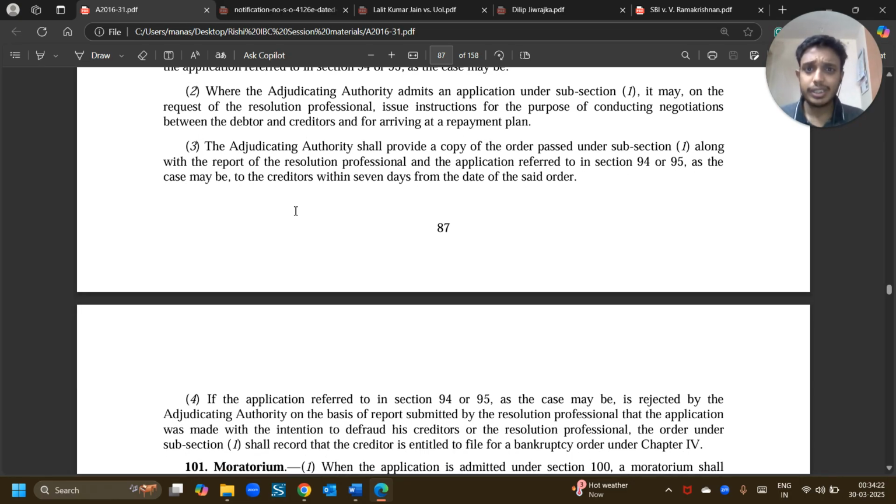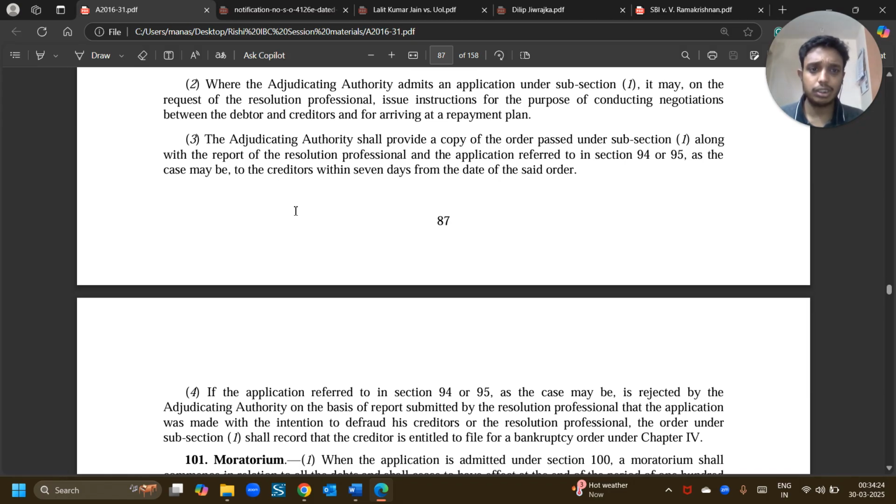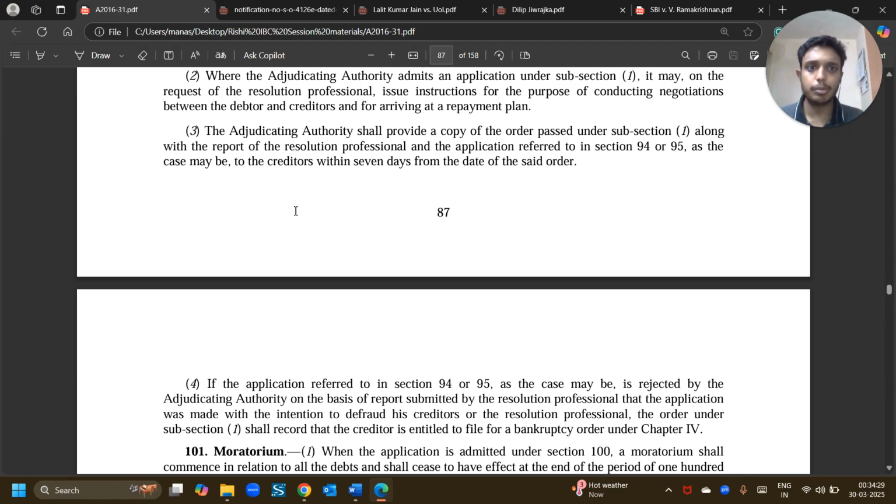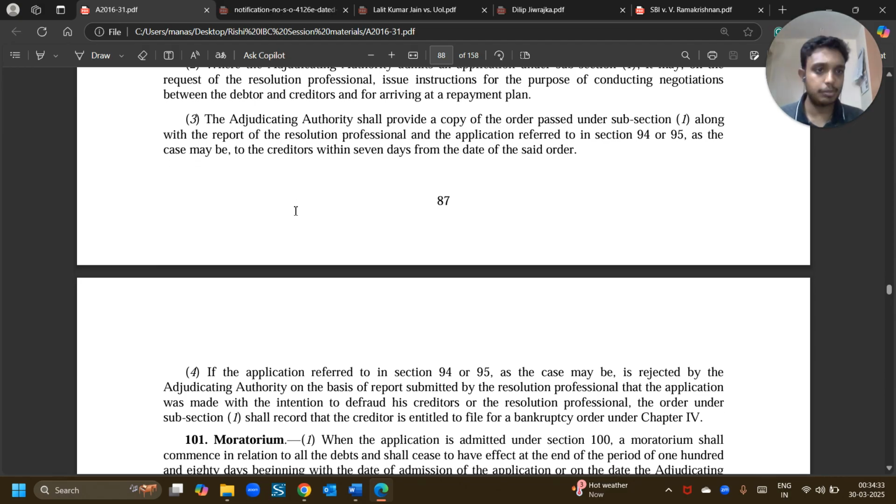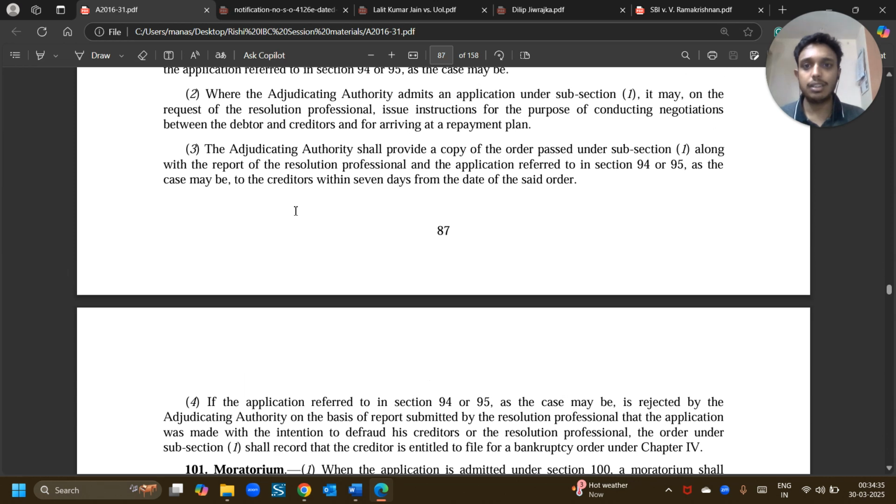Subsection 2 says, where the adjudicating authority admits an application under subsection 1, it may on the request of the RP issue instructions for the purpose of conducting negotiations between the debtors and creditors and for arriving at a repayment plan. So here again, if you look at it, there are 2 aspects to this.